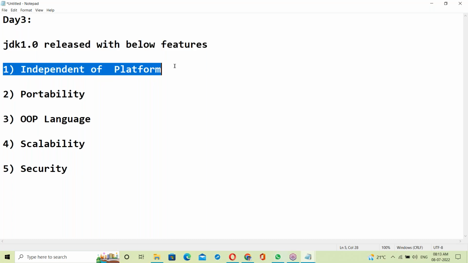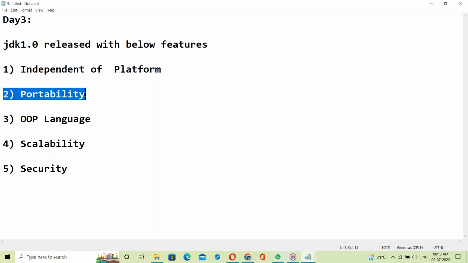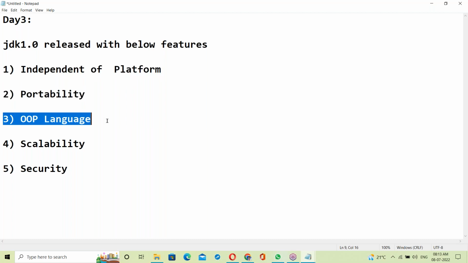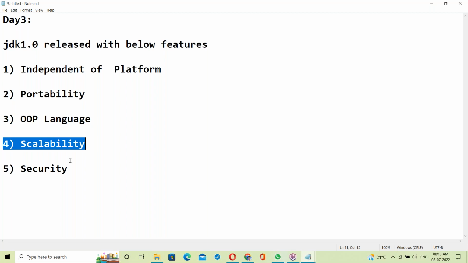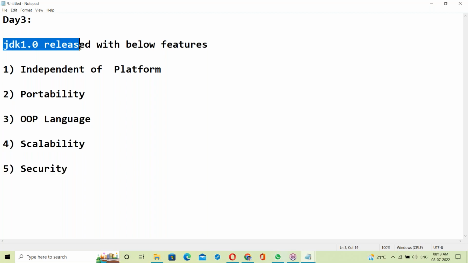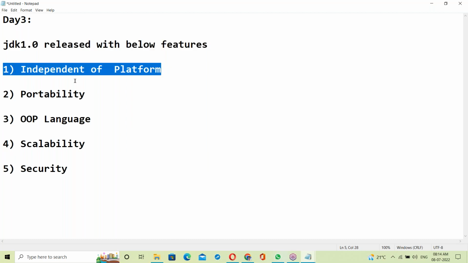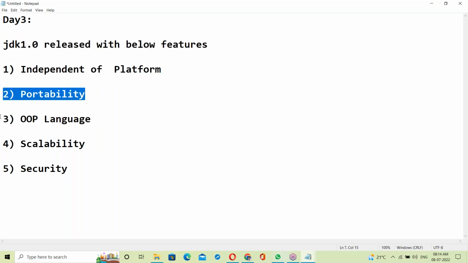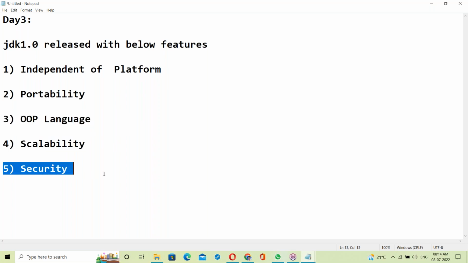JDK 1.0 was released with the below features. First one, independence of platform. Next, portability. Next, OOP language. Next, scalability. Next, security. These are the initial features of Java.